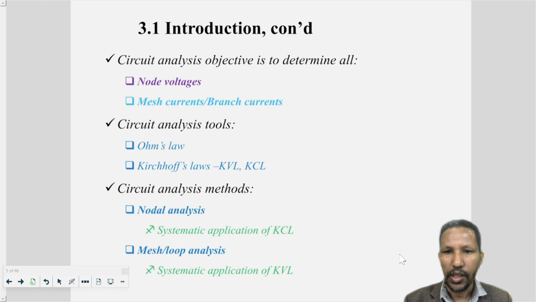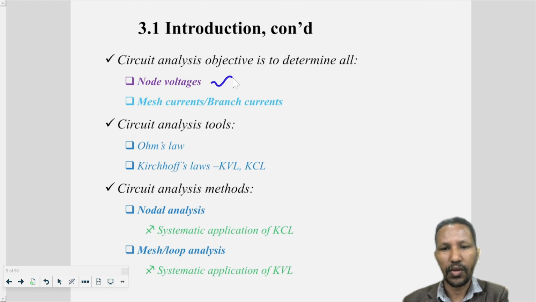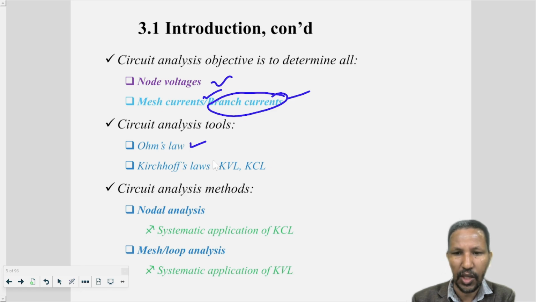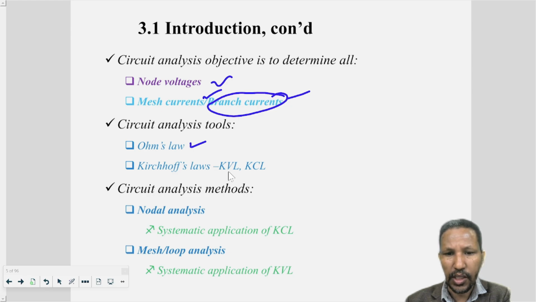The circuit analysis objective is to determine node voltages and mesh currents. After that, we can determine the branch currents. And as circuit analysis tools we are going to use Ohm's law and Kirchhoff's laws. Those are the two very important fundamental laws in circuit analysis. Under Kirchhoff's law, we are going to consider Kirchhoff's voltage law and Kirchhoff's current law.